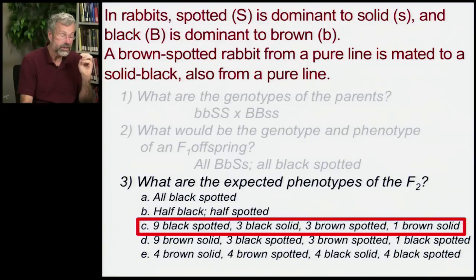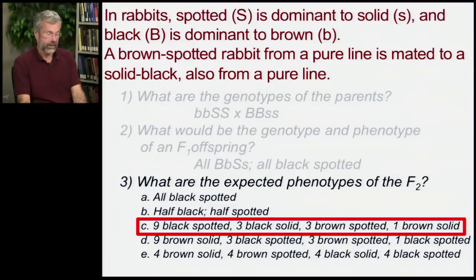So if you chose C, you'd be right. 9 black spotted, because spotted is dominant, black is dominant, that's a double dominant. 3 black solid, so it's got 1 dominant trait and one recessive trait. There's only 3 of them. Another 3 with the traits reversed, recessive in color, but dominant in whether it's spotted or solid. And then only 1 double recessive. So if you answered C, well done.